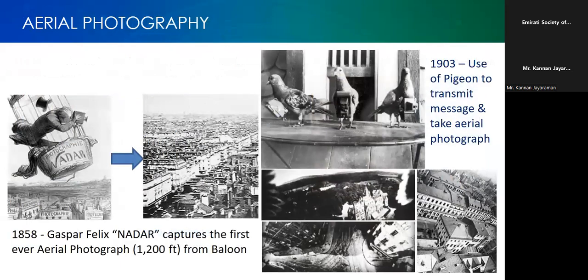Then the curiosity of taking photographs grew, and people thought, okay, why are we taking photographs only on the ground? Why don't we look from the sky? How do we take the picture from the sky? What was the technology available there? The only technology available in the 1800s was a balloon. So we know that Nadar captured the first aerial photograph that you see on the screen. And again it was a mind-blowing breakthrough that yes, we can take pictures from an aerial perspective, and we can see more areas.